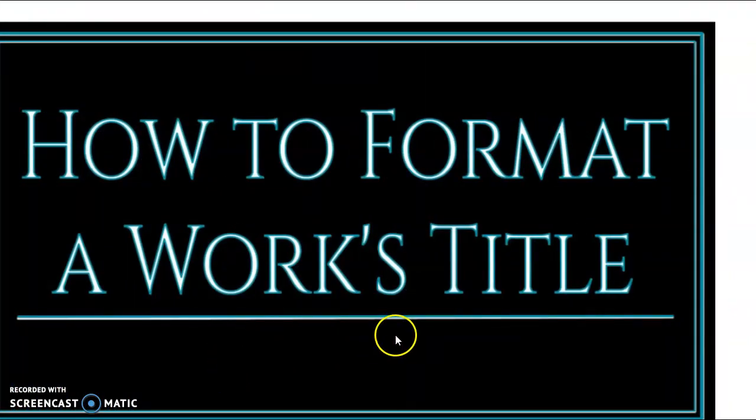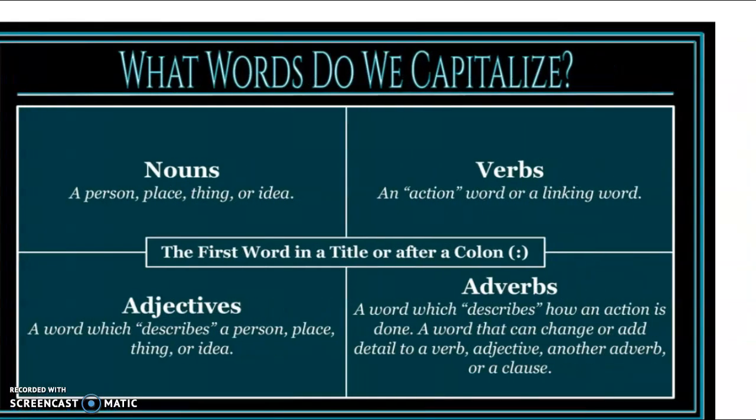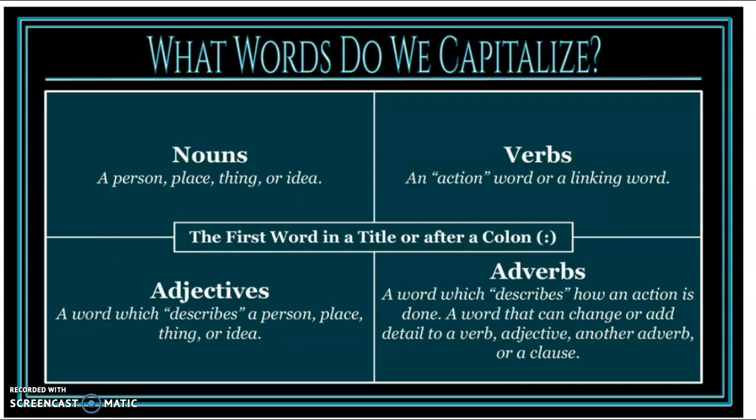So mine says how to format a works title. Okay. So what words do we capitalize? I'm going to go through this step by step, you guys. So when you're capitalizing titles, specifically titles of books, novels, movies, songs, etc., you need to make sure you're capitalizing nouns, which are people, places, things, ideas, verbs, anything that's action or linking, adjectives, which are describers, how do we describe a person, a place, a thing, or an idea, and adverbs. These describe how an action is done. Adverbs modify verbs. They can also modify adjectives, or they can even modify themselves. So these 4 words are capitalized, as well as the first word in a title or after a colon.